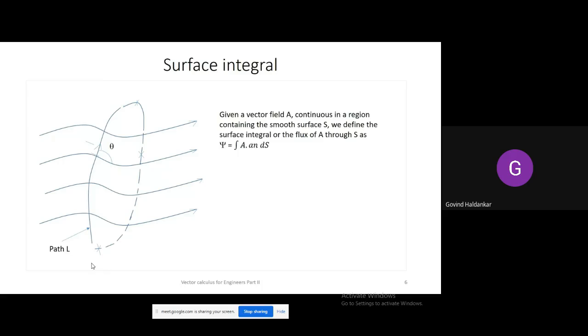So finding the dot product, here it is A dot ds. The magnitude of an is 1. So A dot ds you will get. So we are required to find here A dot ds.